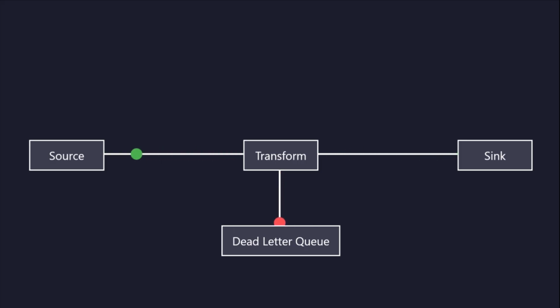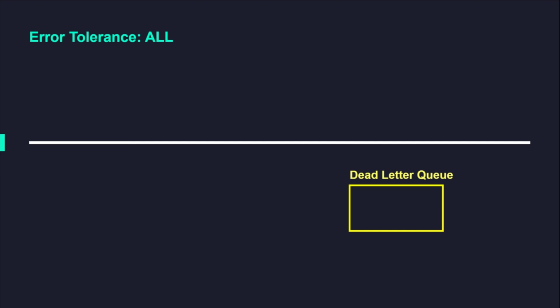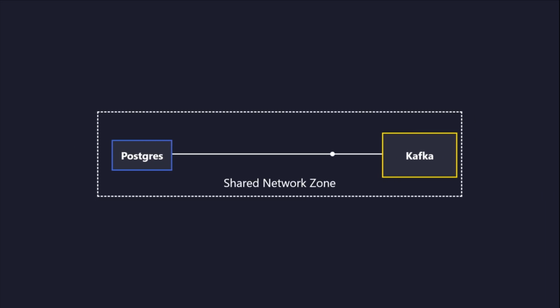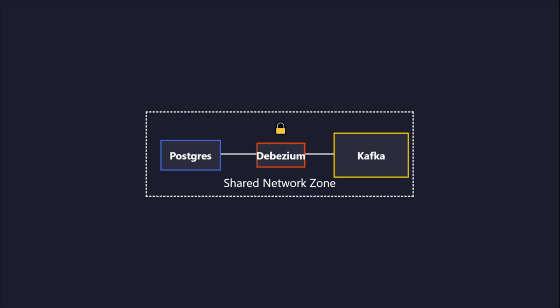This allows you to isolate problematic records for manual inspection without stopping the entire event stream or losing data during the integration process. Set the error tolerance property to all to prevent a single bad record from halting the connector. Combine this with the dead letter queue to ensure high availability while maintaining a record of failures for later troubleshooting and correction. Place the Postgres database and the Kafka Connect cluster within the same network zone to minimize latency.